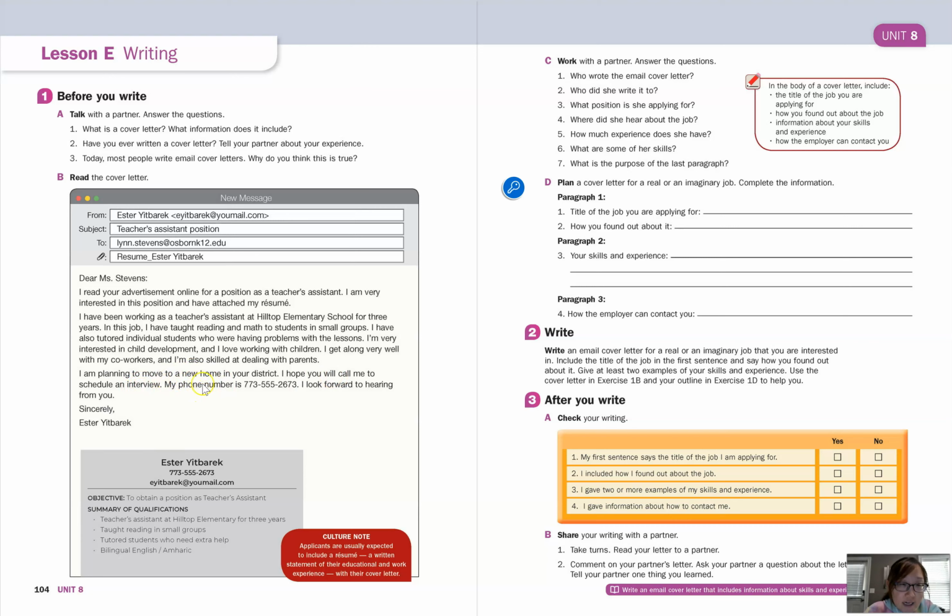She restates it actually because she stated it in the beginning. I am very interested in this position. So she states her interest or her desire to have the job. So you can say the purpose of the last paragraph is to state her interest in the job again and leave her contact information. Okay.